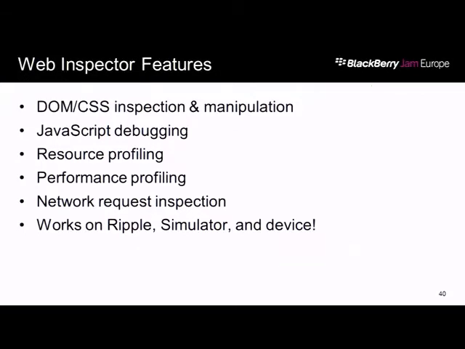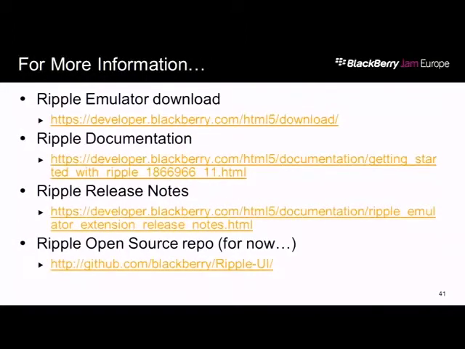We talked a lot about these already, so we'll skip over this quickly, but Web Inspector has a lot of great stuff that you should be taking a look at. For more information, you can download Ripple from HTML5/download on developer.blackberry.com. We've got some great documentation there and Ripple release notes. And for now, the open source repo is github.com/blackberry/RippleUI. But as I said, in hopefully a few weeks, our open source project will be under Apache. But the incubator project is already set up, so you can take a look at that.